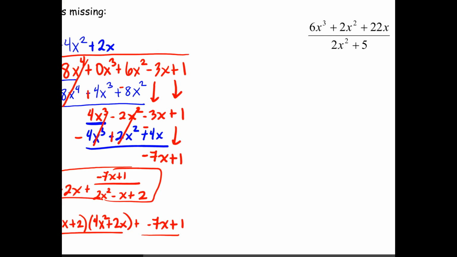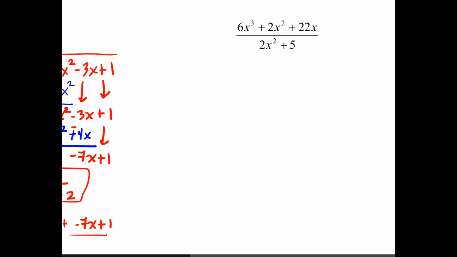All right, let's go to the next one. Any missing terms, or are we good? There's no constant, so we'd want to maybe add a 0. Anything else? 0x. Yeah, there's a 0x here in the divisor.